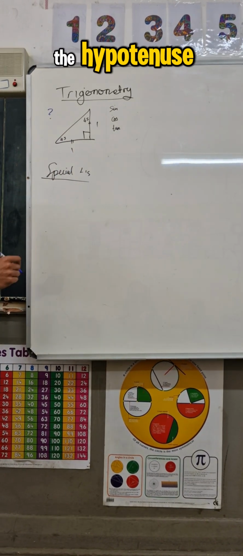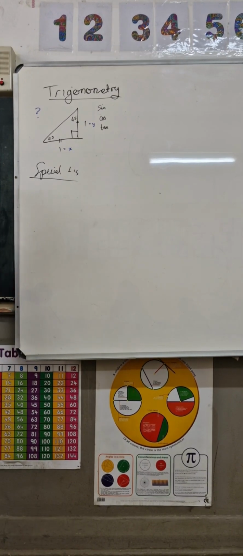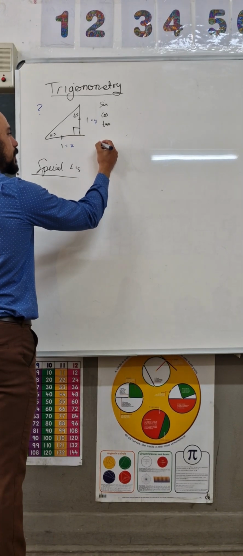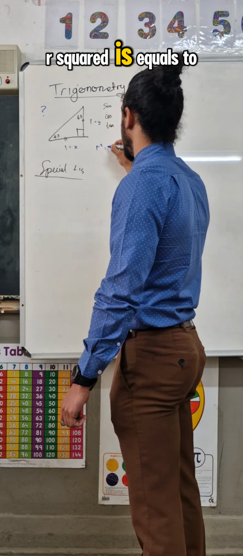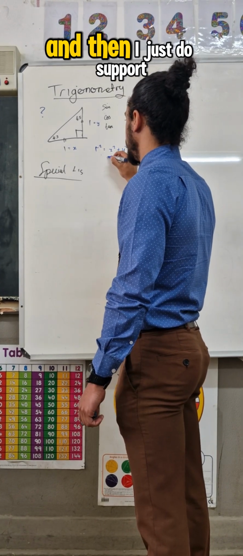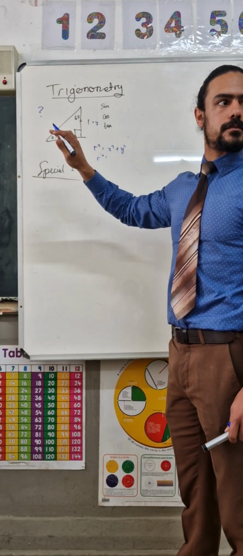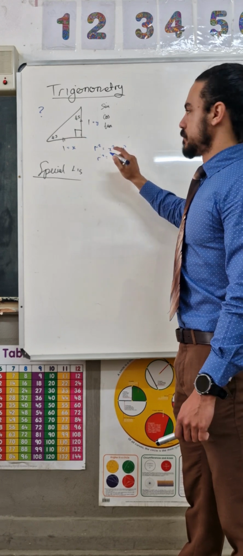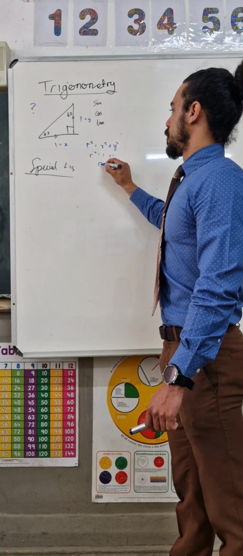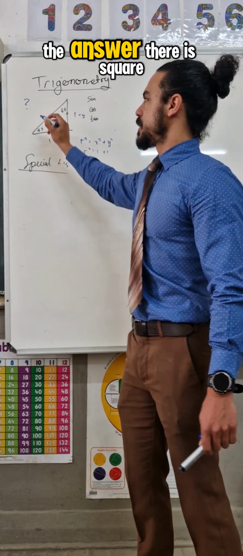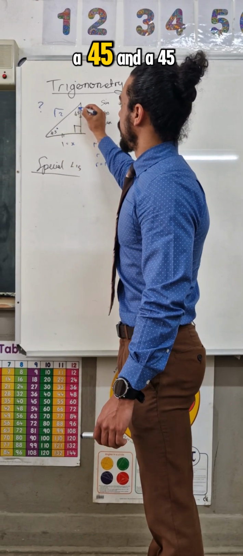I can work out the hypotenuse. If this is y and this is x, the hypotenuse r is determined by the theorem of Pythagoras. So r squared is equal to x squared plus y squared, and then I do simple substitution: 1 squared plus 1 squared, and that's going to be the square root of 2. So the answer there is square root of 2, and that gives me a 45 and a 45 there.